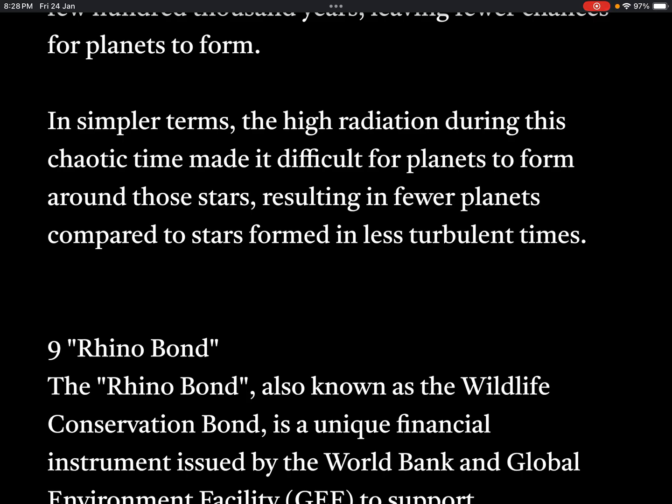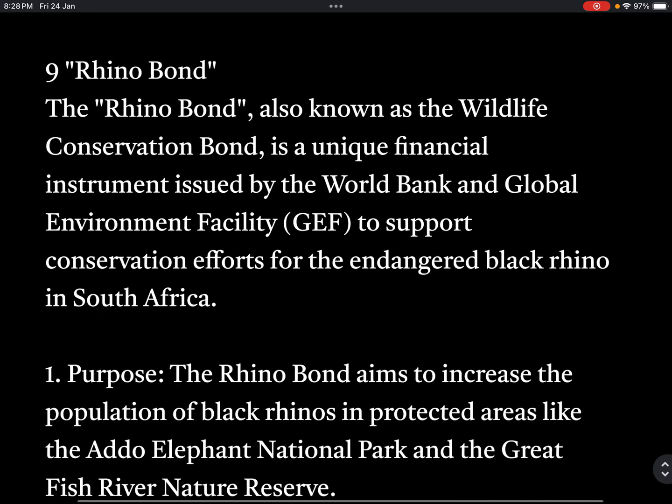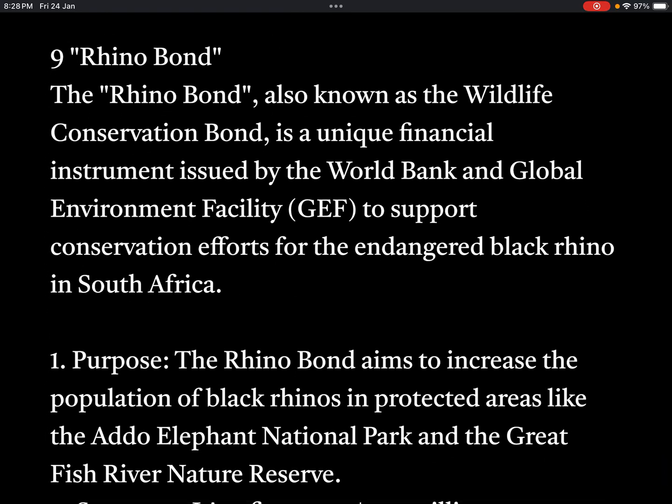Now the next topic is the Rhino Bond. I heard of James Bond, now it's Rhino Bond. Or definitely there are other bonds. The Rhino Bond, also known as the Wildlife Conservation Bond, is a unique financial instrument issued by the World Bank and the Global Environment Facility, or GEF, to support conservation efforts for the endangered black rhino in South Africa. This is very important and vital news.